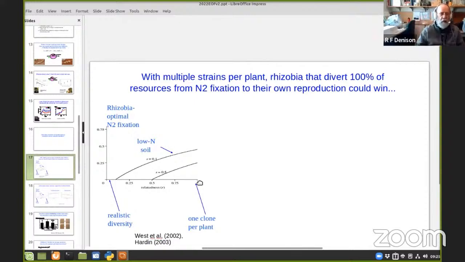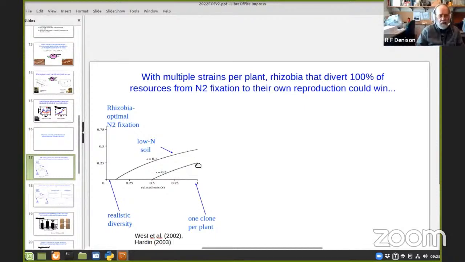They're not going to get carbon from the plant. And so especially if there's not very much nitrogen in the soil, they had better put half of their energy into nitrogen fixation. And that actually seems to be a fairly typical amount, what these bacteria actually do. Now, if the soil has some nitrogen from fertilizer or compost or something, then they can get away with diverting more resources into their own reproduction.